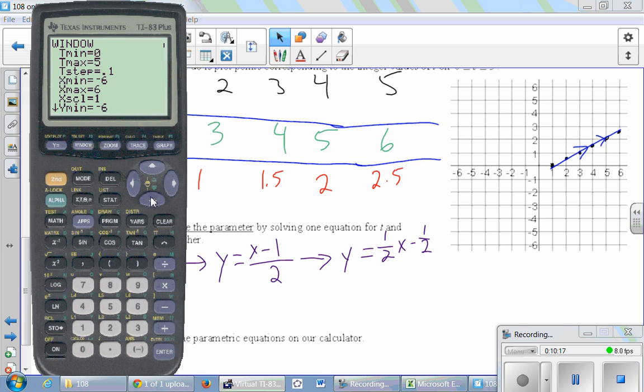If you really want to make sure that you see that it stops, change your X max to 10, and you'll see indeed that it stops at 6.